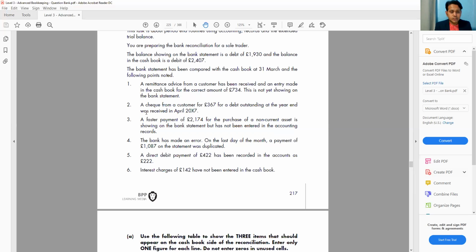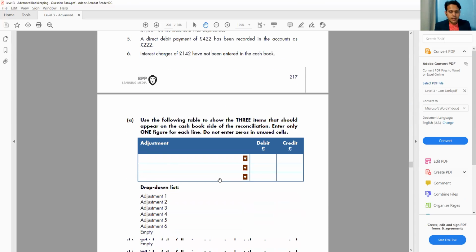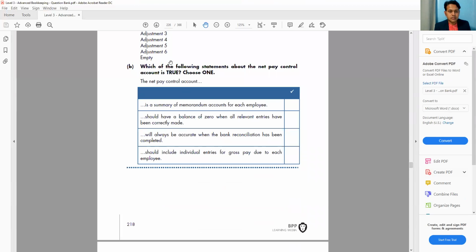As soon as I receive it, my cash book is always up to date. So if a check from a customer for a debt outstanding at the year end was received on the 4th of April, that means my cash book is up to date, because anytime I receive something from a customer, or pay anything to a supplier, I record it immediately. It doesn't matter whether the bank cleared it or not. All right, so let's move on.